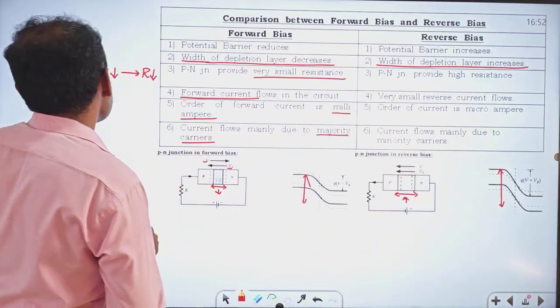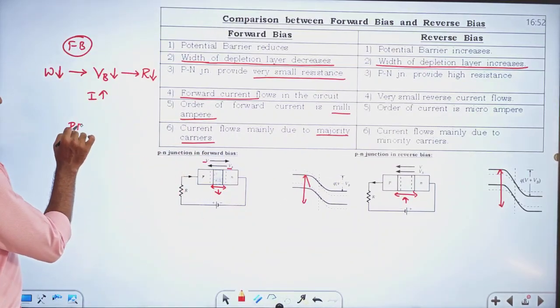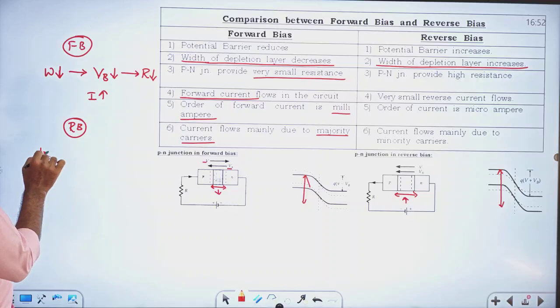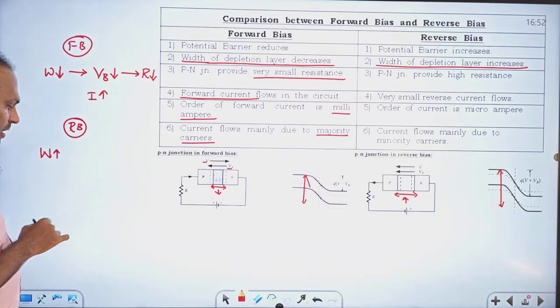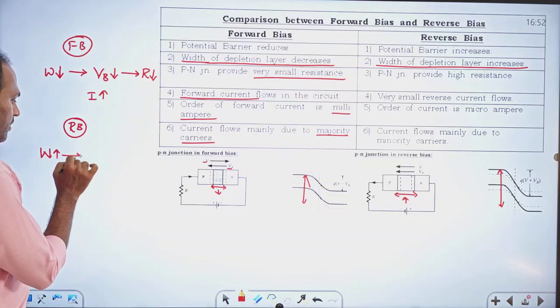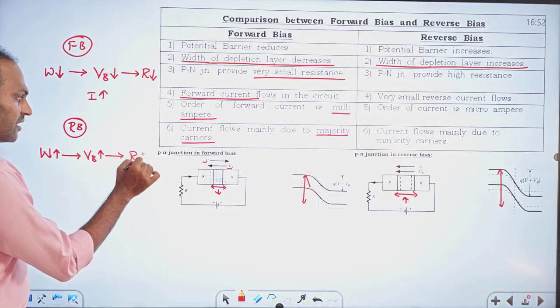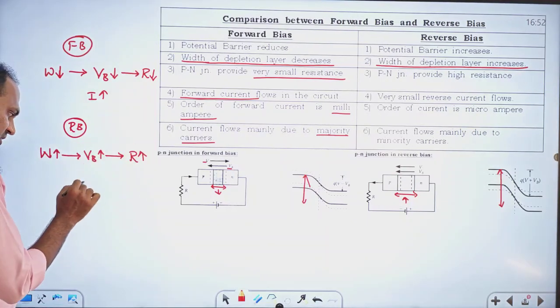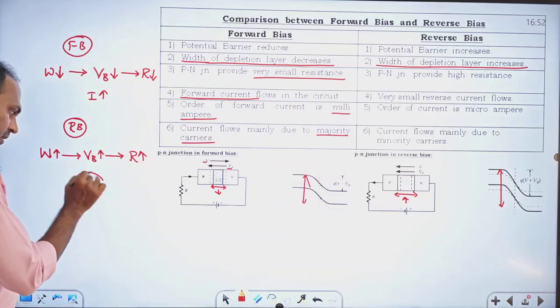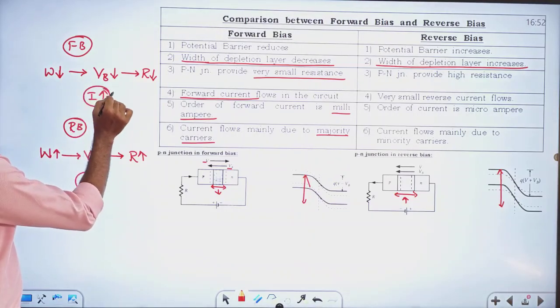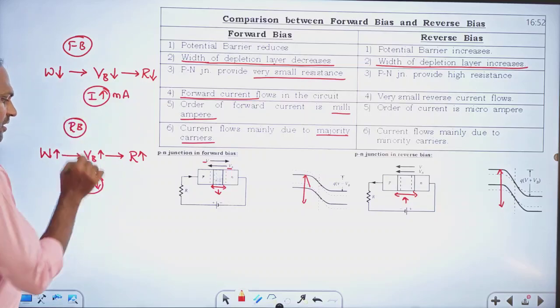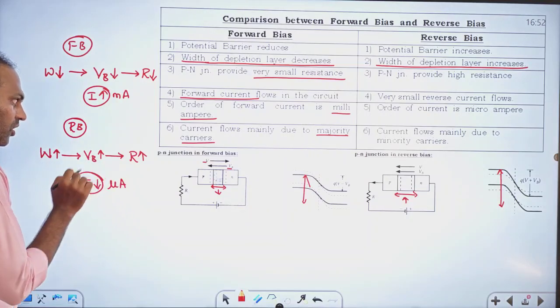In reverse bias, what happens in reverse bias? In reverse bias, width of the depletion layer increases. If width increases, then barrier potential increases. If barrier potential increases, then resistance increases. If resistance increases, then current decreases. So this current will be in milliamperes, large current. This current will be in microamperes, small current.